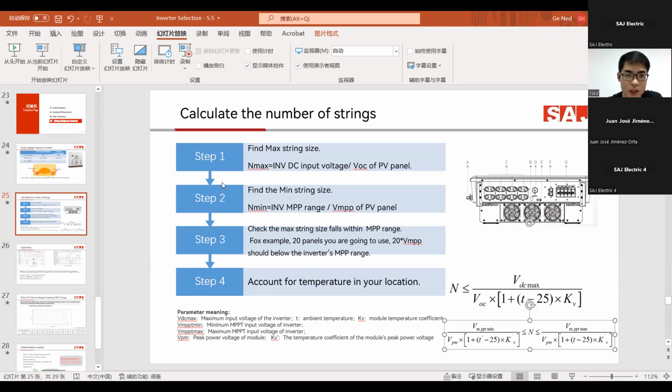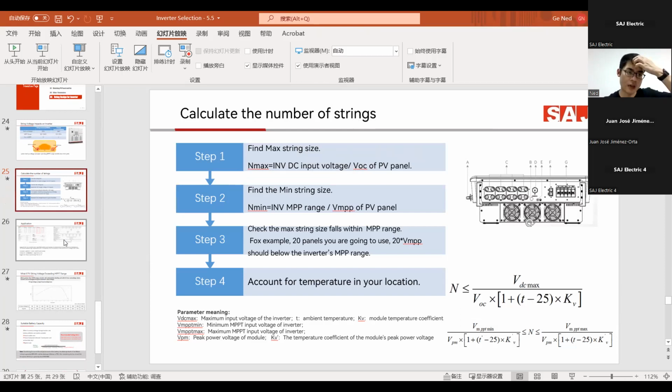But normally, if you want to quickly get an answer for the PV system, you can use this 1,100 volts divided by the panel's open circuit voltage. You get a value, and then minus 2, 3 or 4, depending on your local lowest weather condition. So you can quickly get an answer.